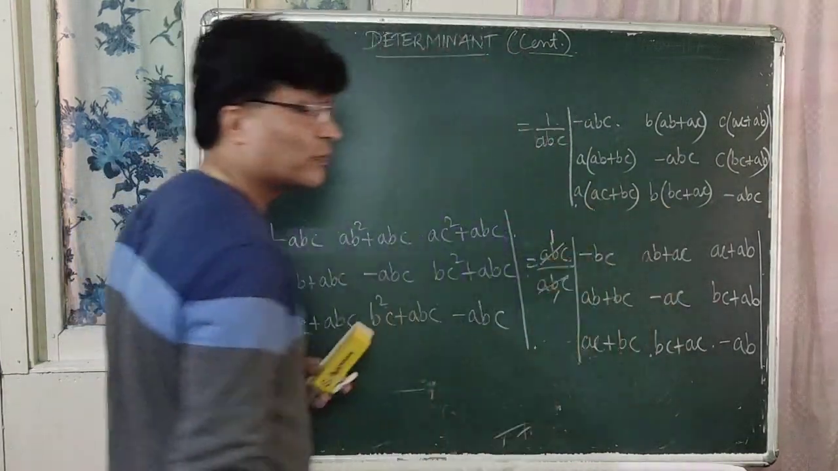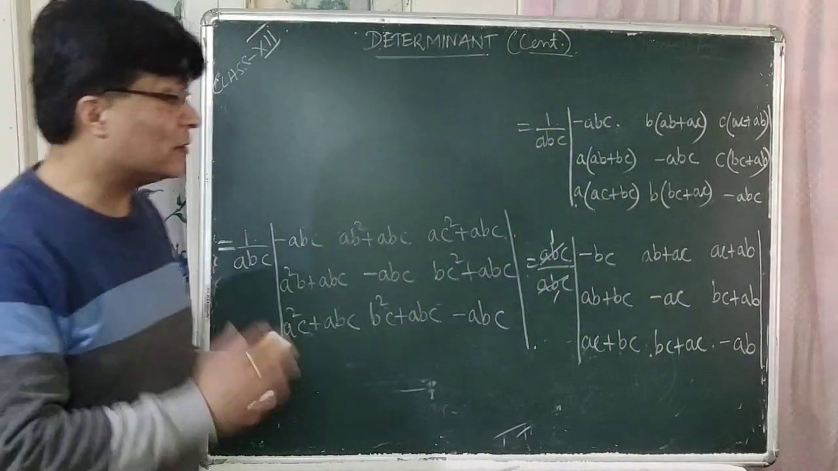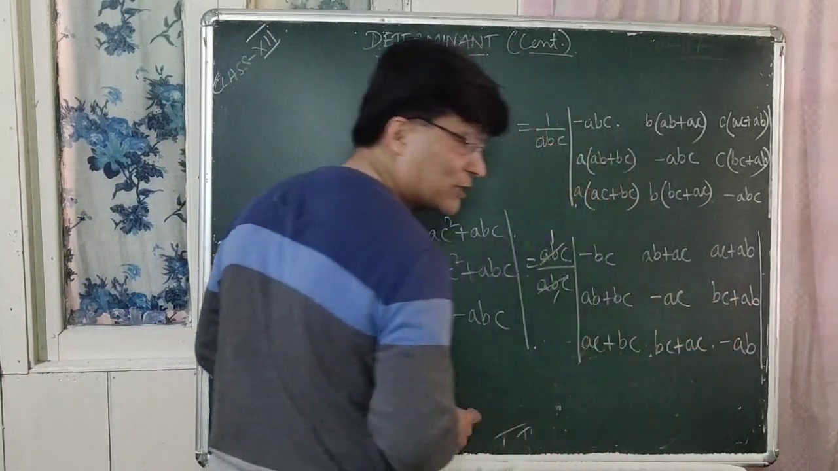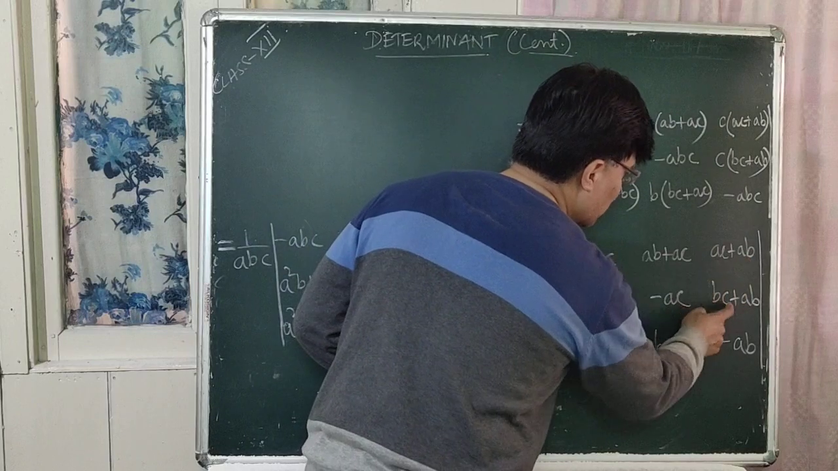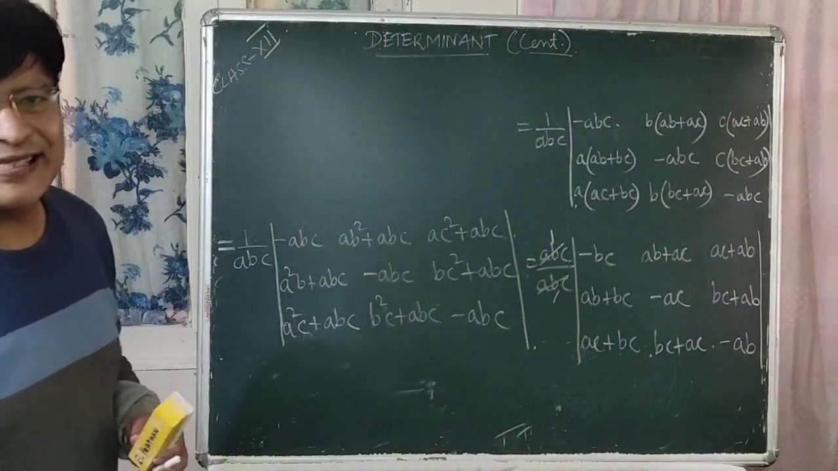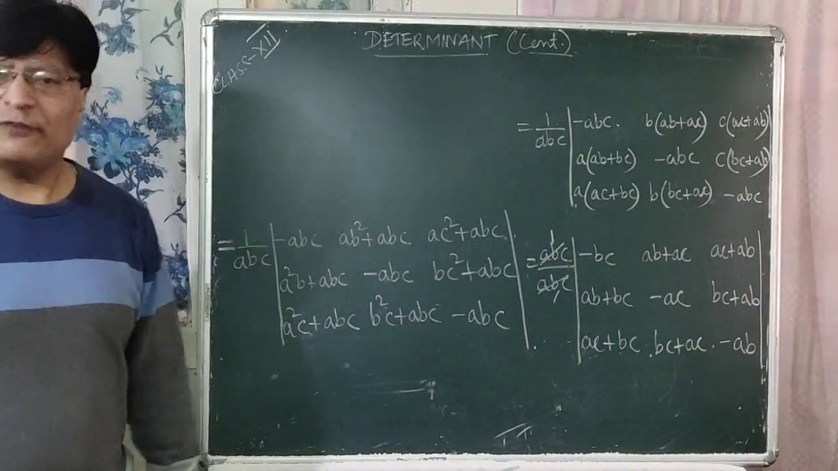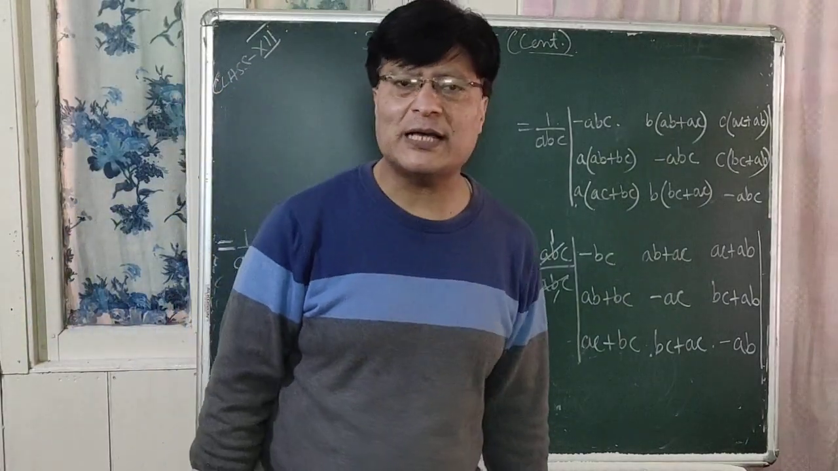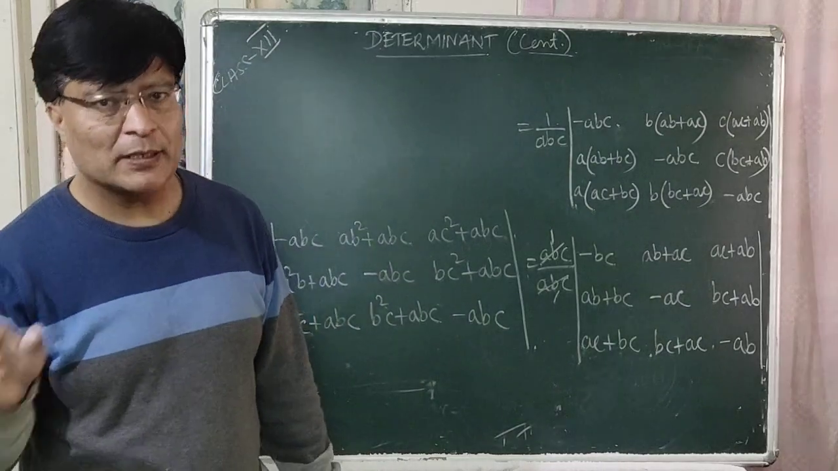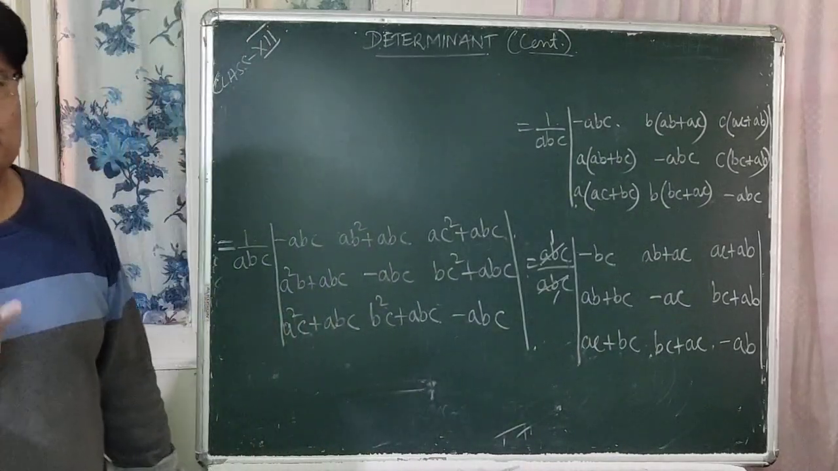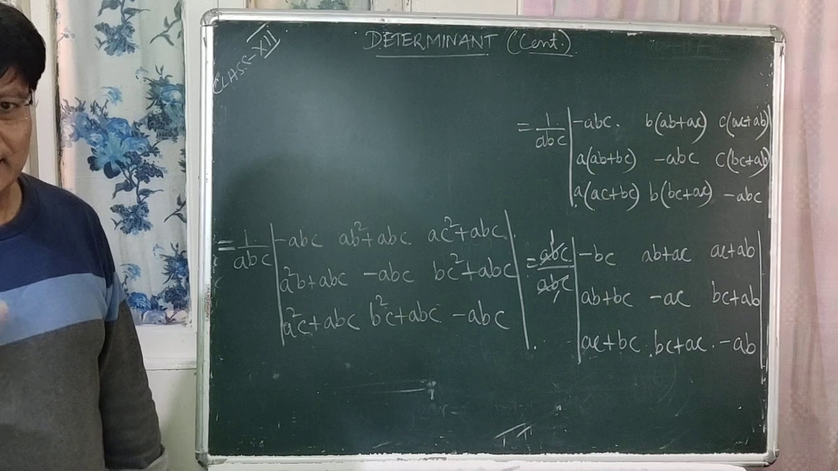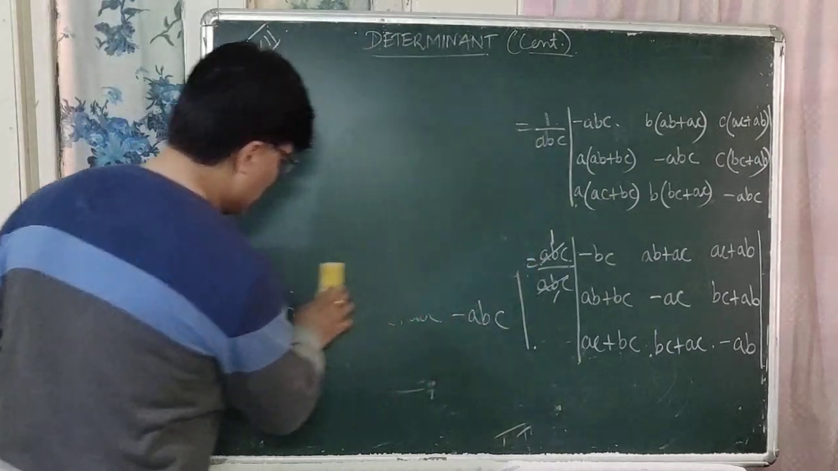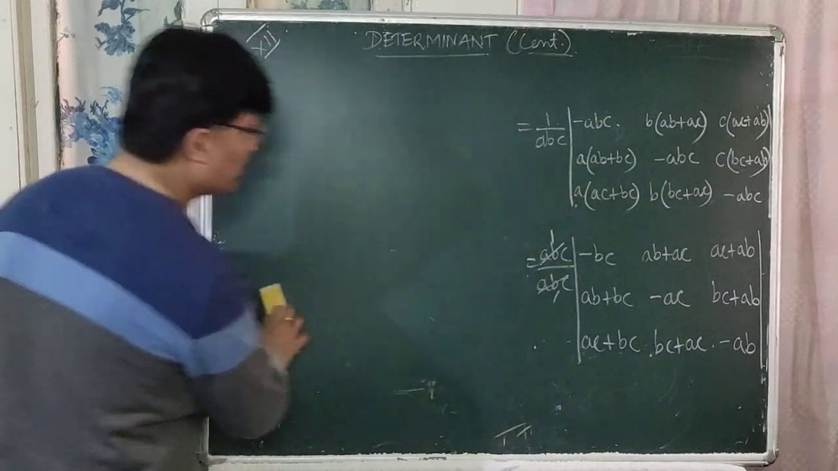Again, check. What do we get if you add all the terms in the third column? Minus AB plus AB gets cancelled. You get AB plus BC plus AC. So we are getting the same element in the first row if you do R1 dash is equal to R1 plus R2 plus R3, but we are not getting it in case of C1 dash is equal to C1 plus C2 plus C3. Is that clear now? So which property is used here?